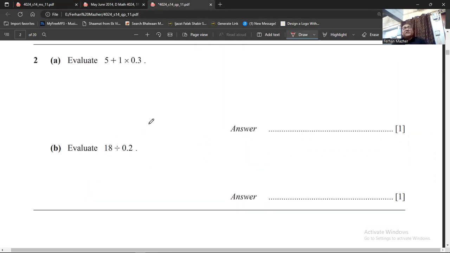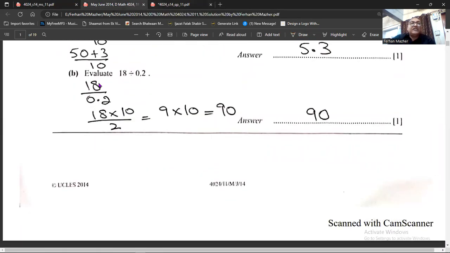Question number 2, it's B part. 18 divided by 0.2. First of all, remove the decimal. When you remove this decimal, upstairs I will write a 10. So you will have 18 into 10 divided by 2. That will be 2 9s are 9 into 10. That's 90. So my answer is 90. 90 is the right answer.